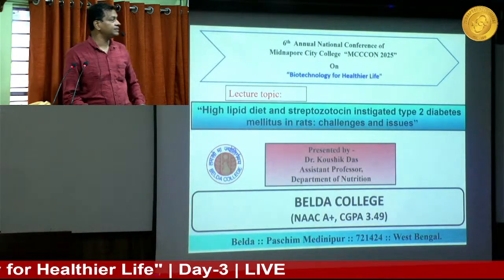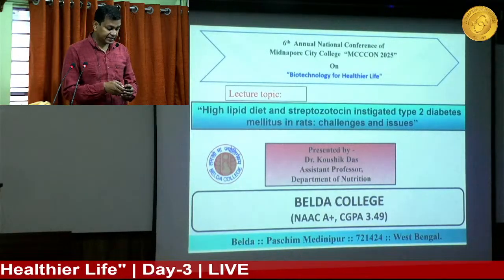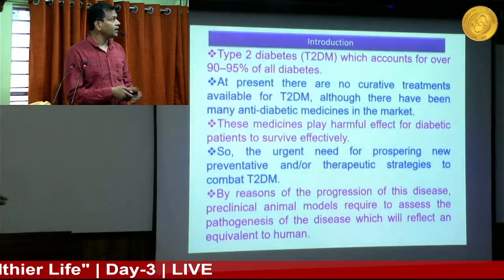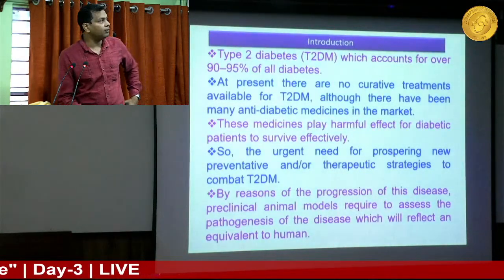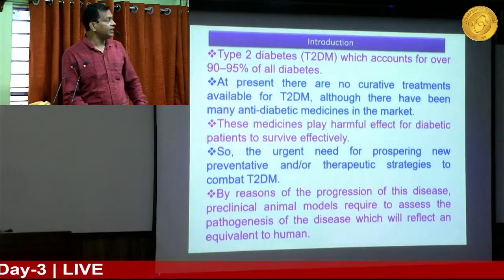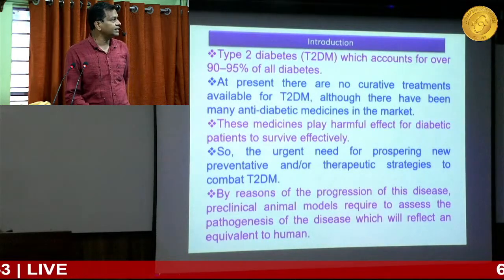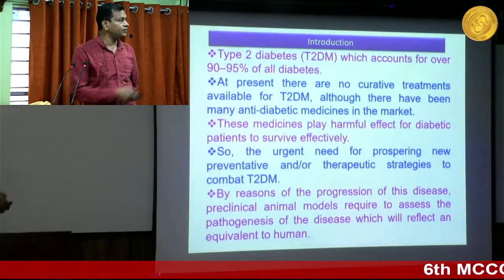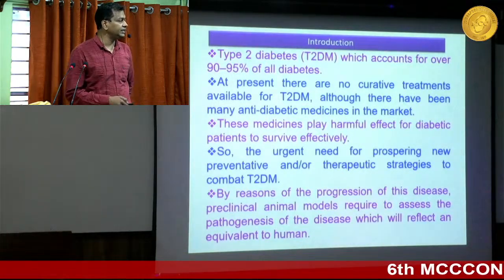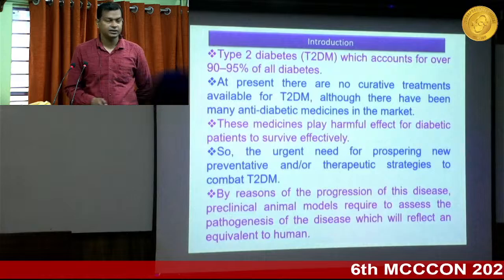High lipid diet and streptozotocin instigated type 2 diabetes mellitus in rats, challenges and issues. We all know type 2 diabetes, T2DM is the short form, accounts for over 90 to 95% of all diabetes. At present, there is no curative treatment available for type 2 diabetes. So there is an urgent need for developing new preventive and therapeutic strategies to combat T2DM.